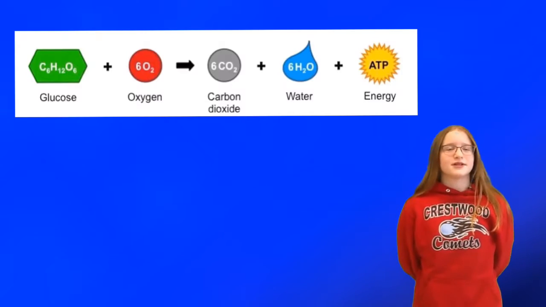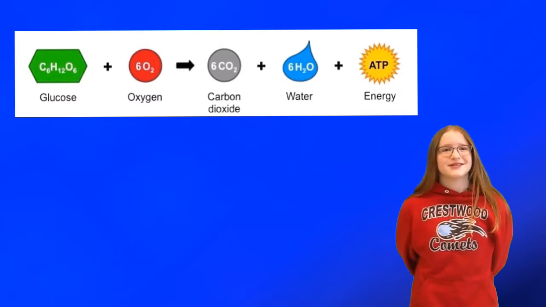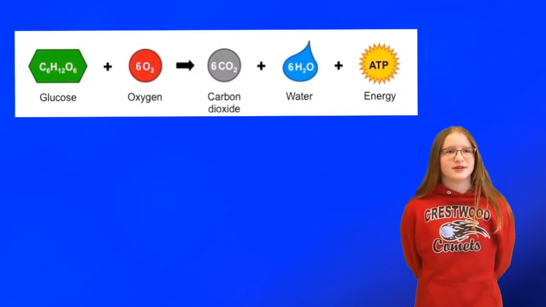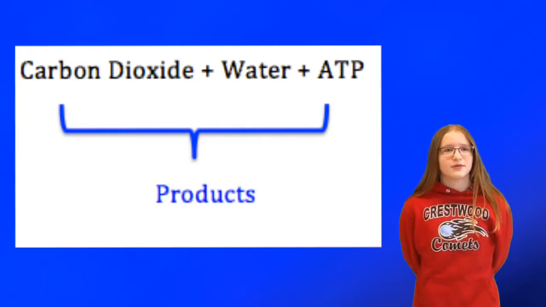The equation of cellular respiration is C6H12O6 plus 6O2 yields 6CO2 plus 6H2O and ATP energy. The reactants of respiration are glucose and oxygen. The products are carbon dioxide, water, and ATP. There are 3 steps to respiration.